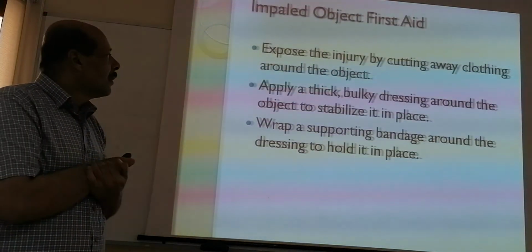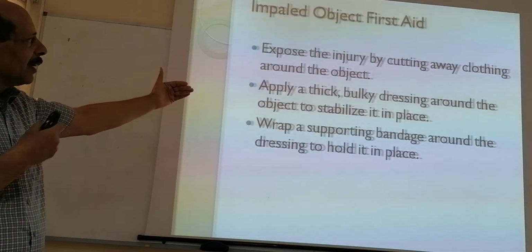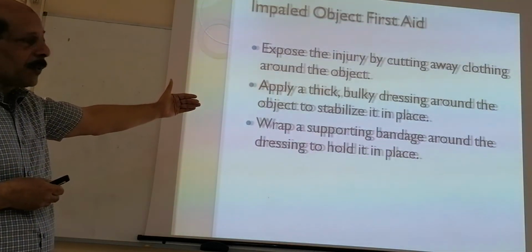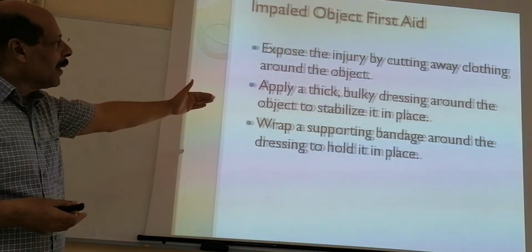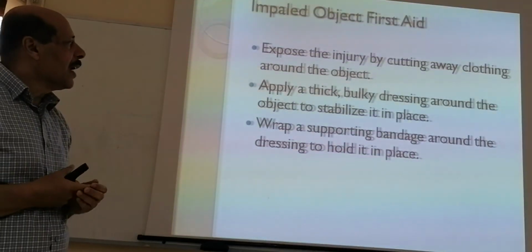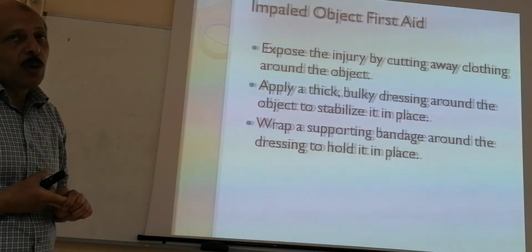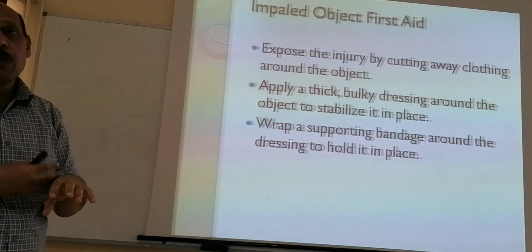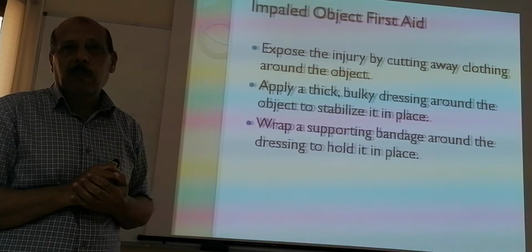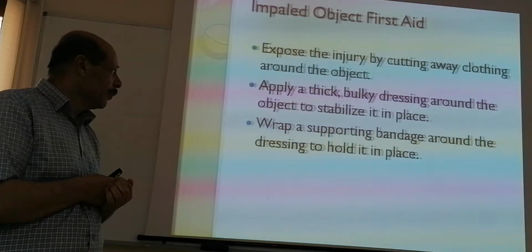For embedded objects, we have to expose the injury by cutting away or moving aside the clothes around the object in order to expose the area. Apply a thick, bulky dressing around the object to stabilize it in its place. So we will wrap around it in order to keep it in place and prevent any movement, because any movement will increase the injury to the tissues.